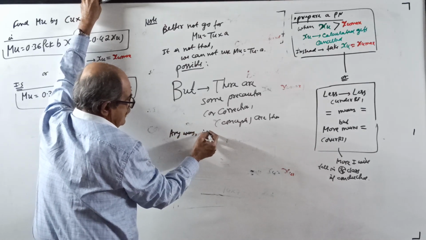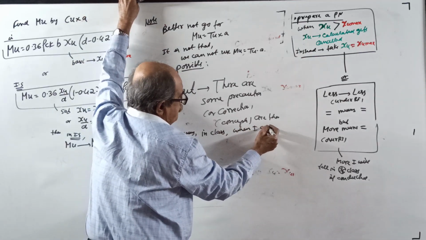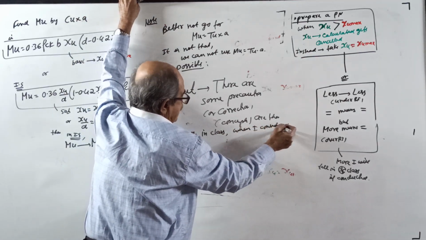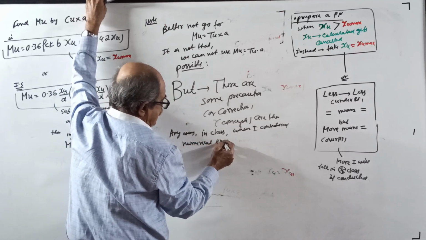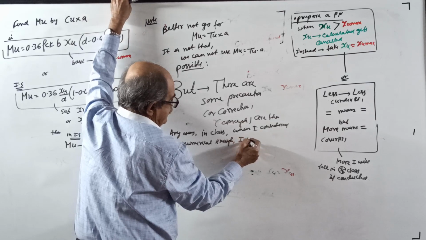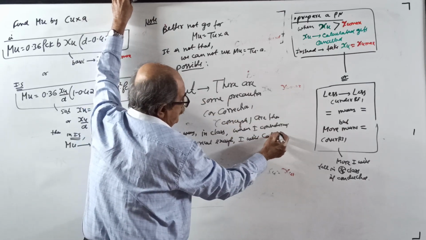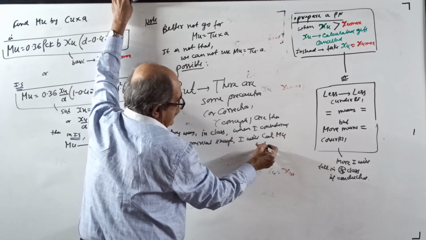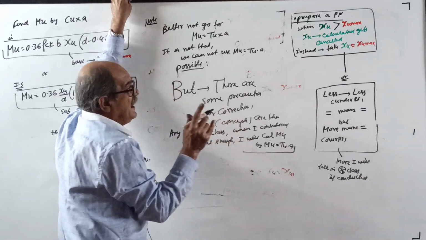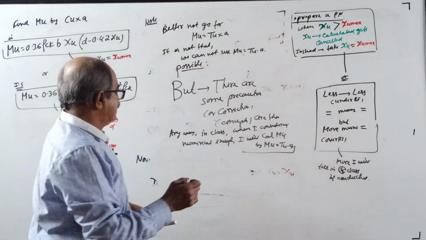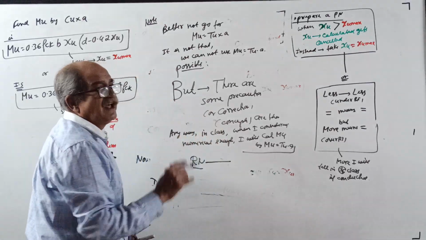Anyway, in class, when I consider a numerical example, I will calculate MU by MU equal to TU into A with the applicable corrections or precautions. I will tell. Right now, make a note, do not consider.